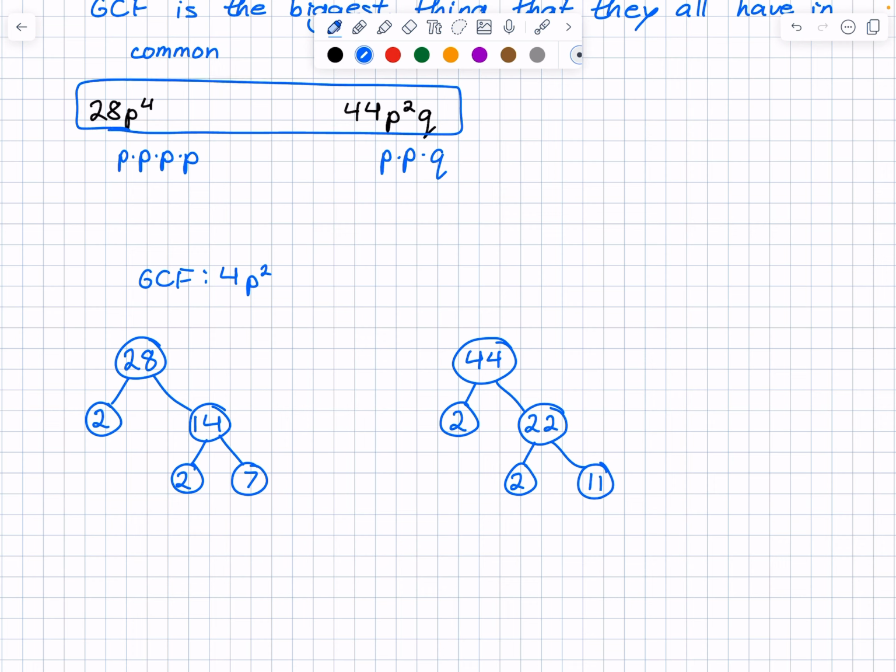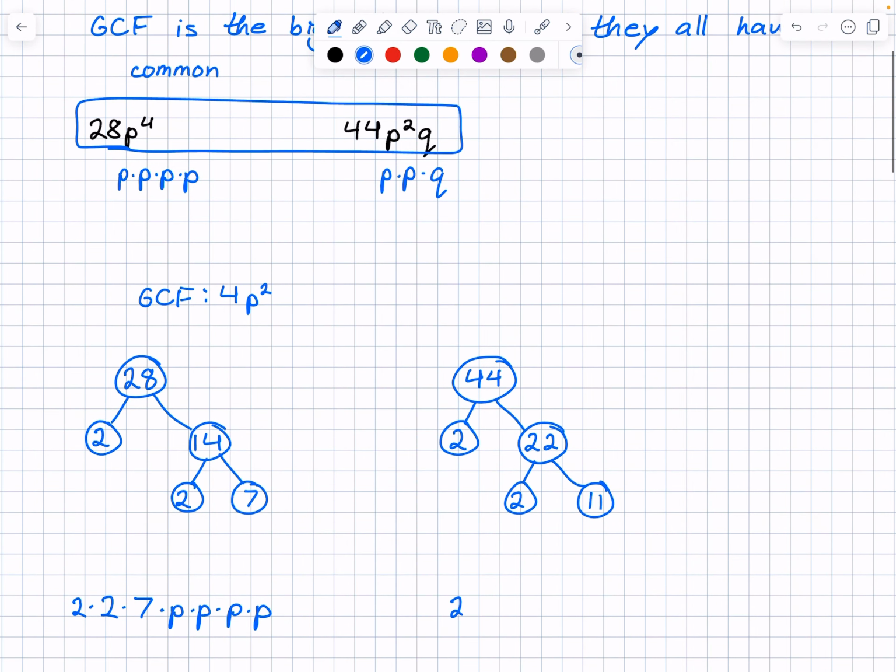So 28 is really just 2 times 2 times 7. And p to the fourth, we did this above, but it's p times p times p times p. This is the fully factored version of 28p to the fourth. They're all multiplied together. I'm going to do that with 44 as well. 44 is 2 times 2 times 11. And then it's times p times p times q.